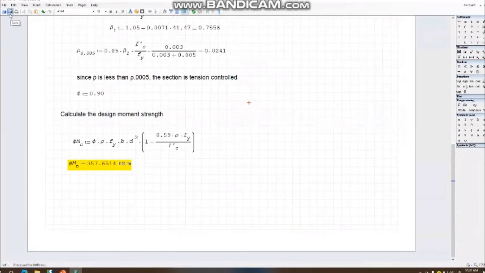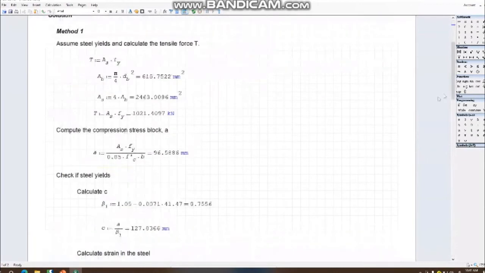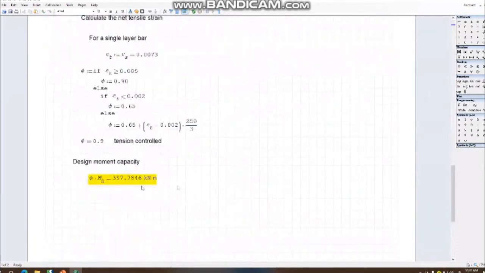357.6514. No? Let's open the earlier method 1. It is still 357, but 78, so again it only matters in the decimal point. The value is 357 kilonewton meter. Earlier it was 657, method 178. But anyway, it doesn't matter.